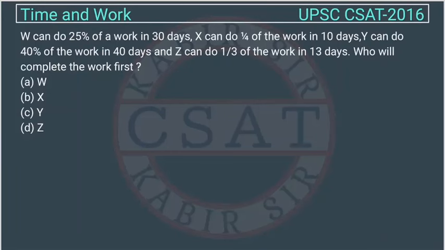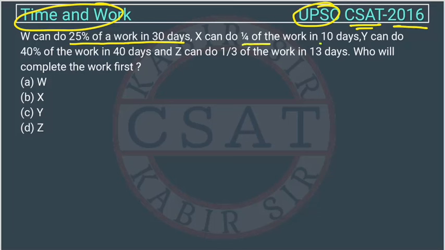So this is a question of time and work asked by UPSC in their CSAT paper of 2016. W can do 25% of the work in 30 days. X can do 1 by 4 of the work in 10 days, right? And Y can do 40% of the work in 40 days. Z can do 1 by 3rd of the work in 30 days. So who will complete the work first?